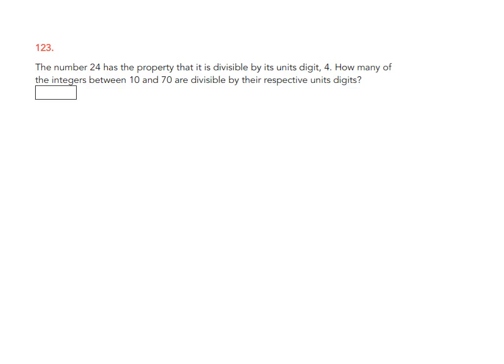The number 24 has the property that it is divisible by its unit digit 4. How many of the integers between 10 and 70 are divisible by their respective unit digits? So 24 and its unit digit is 4. So 24 divided by 4 equals 6. It is completely divisible. Similarly, how many integers are there between 10 and 70 that are divisible by the unit digit?